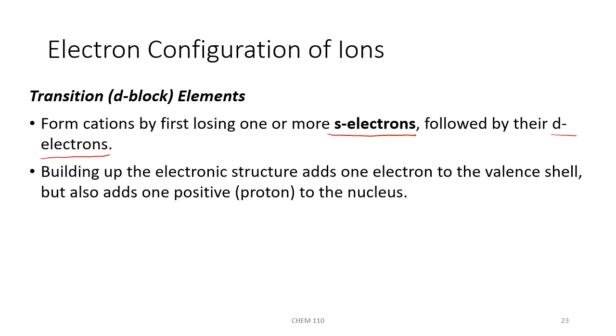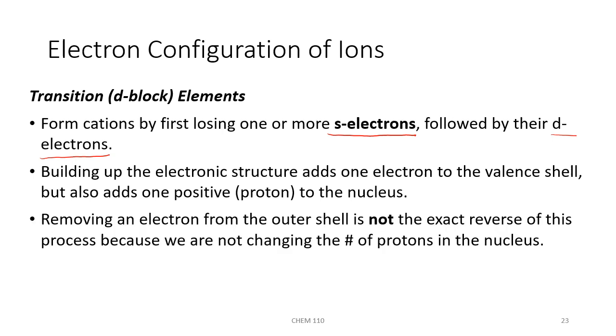When we build up the electronic structure, we're adding 1 electron at a time to the lowest energy valence shell. But every time we move from one element to the next, we're also adding a positive charge to the nucleus as well. When we remove an electron from the outer shell, or the highest value of n, it's not the exact reversal of that process of following the Aufbau principle of building up, because when we remove electrons, we are not changing the number of protons in the nucleus. We have the same number of protons, but now we're trying to yank an electron with a negative charge away. So what ends up happening is those s electrons get removed first, followed by the d electrons.